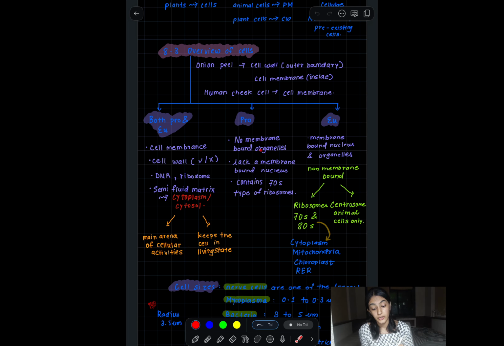Now, moving on to the prokaryotic characteristics. No membrane-bound organelles are present. They lack a membrane-bound nucleus and they contain 70S type of ribosomes. We'll study more about the ribosomes later.